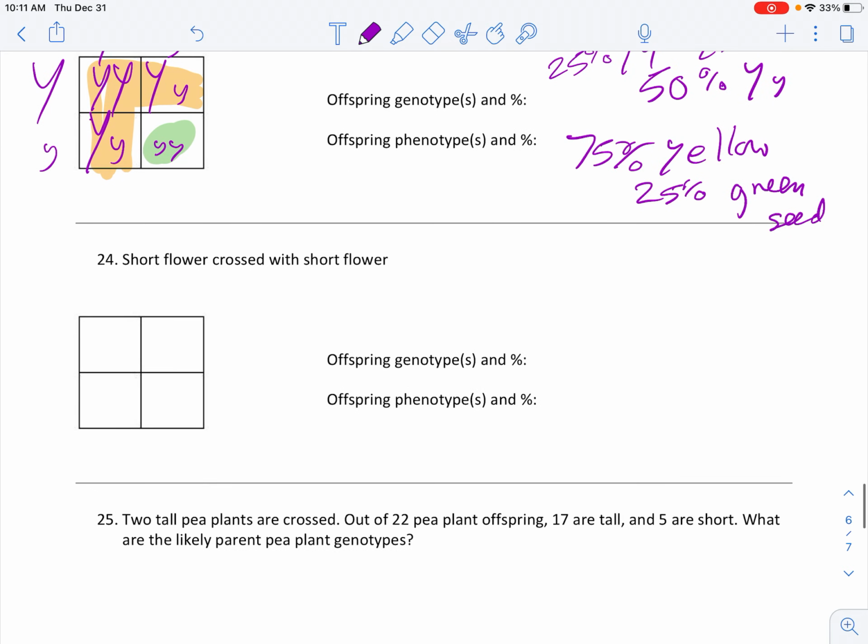Question 24, short flower crossed with short flower. This is going to be super easy because short is little t. And so that's all you're going to get. Kind of a boring one, but it's easy to do. 100% little t, 100% short.